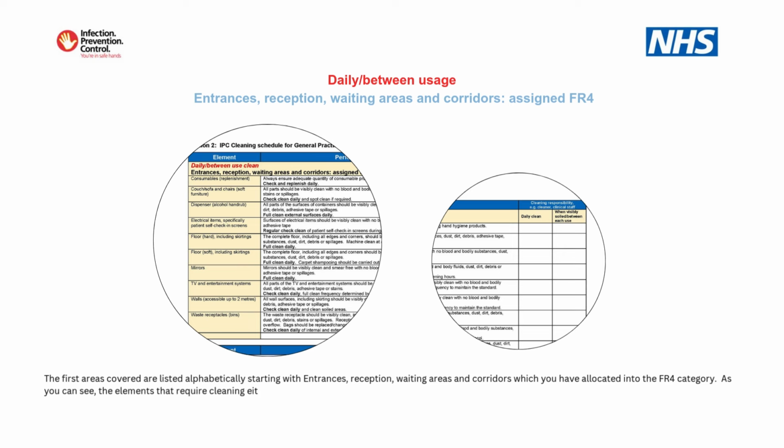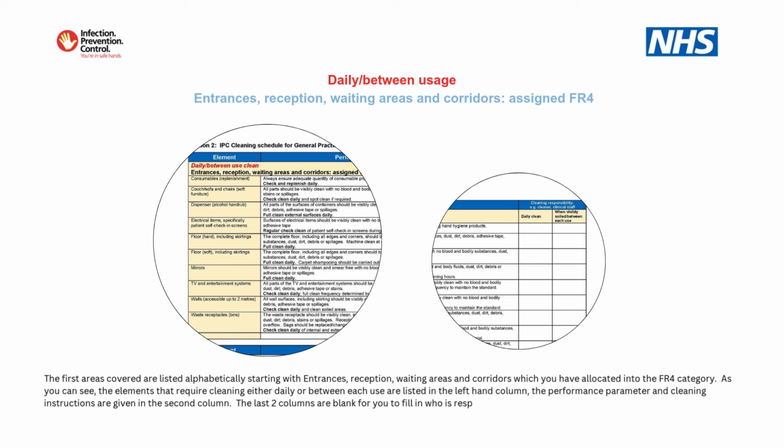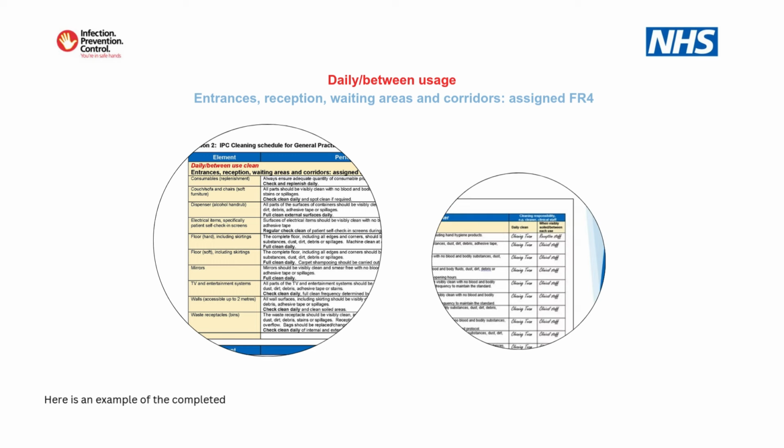As you can see, the elements that require cleaning either daily or between each use are listed in the left-hand column. The performance parameter and cleaning instructions are given in the second column. The last 2 columns are blank for you to fill in who is responsible for cleaning each element daily and or when visibly soiled or between use. Here is an example of the completed cleaning responsibility columns for the daily and between use.